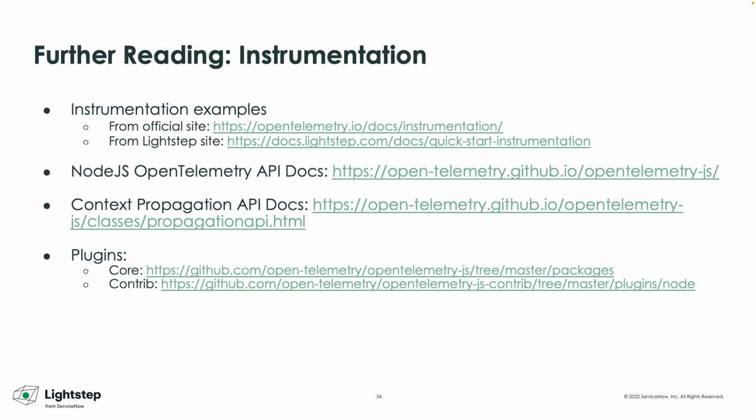Many different instrumentation examples are provided on the official site of OpenTelemetry and also on the Lightstep site. The Node.js OpenTelemetry API documentation is provided on GitHub, and you can find the same for any different languages. Be sure also to refer to the plugins that are available in the core distribution of OpenTelemetry or in the contributor distribution if you want to get the contributions from the different vendors. Now you can go to the different labs in order to better understand and practice instrumentation of your code.